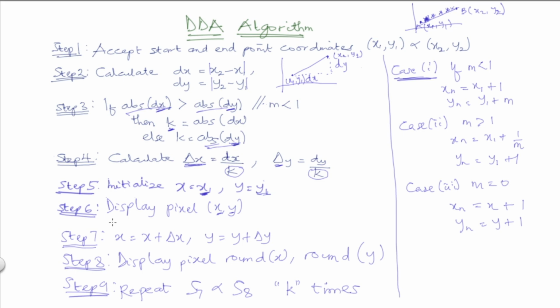And again, the next step, which is step 6, which is what we have done. We have to display this point. So that is this point. Already, this is the point given. Now we've been able to come out with this point. So we have displayed this point.